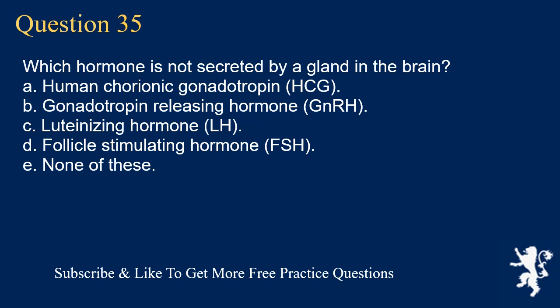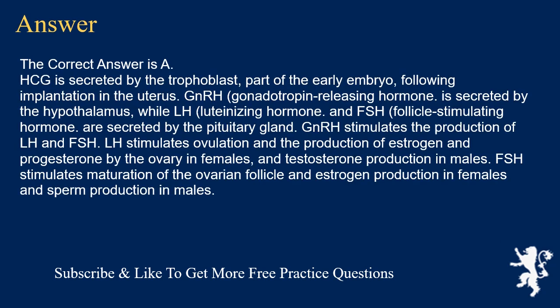Question 35. Which hormone is not secreted by a gland in the brain? A. Human chorionic gonadotropin, HCG. B. Gonadotropin-releasing hormone, GnRH. C. Luteinizing hormone, LH. D. Follicle-stimulating hormone, FSH. E. None of these. The correct answer is A. HCG is secreted by the trophoblast, part of the early embryo, following implantation in the uterus.